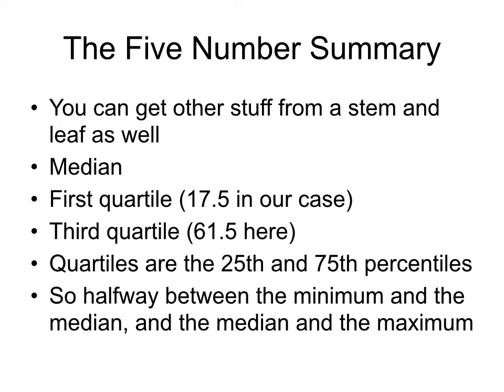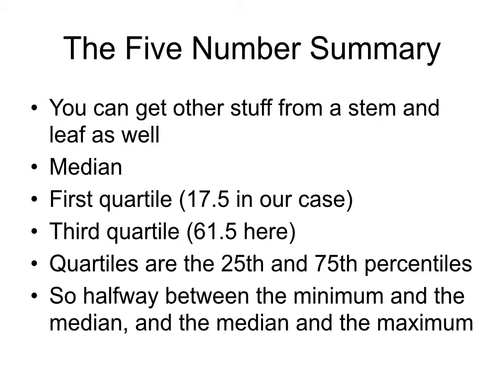You can also get what's called the five-number summary. The median. The first and third quartiles, that's the median of the first half, 25th percentile. And it's going to be 17.5 because we're going to go right in the middle, right? Third quartile, 61.5, assuming I did this correctly. Why do we get halves now? Because we've got 8 and 8, so we've got to go in the middle of each 4, right?